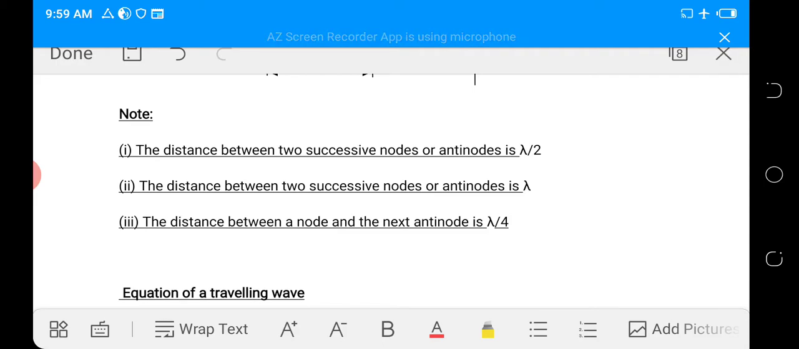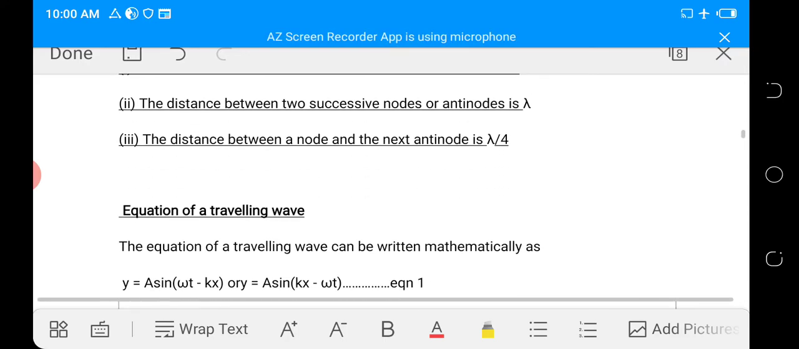Number 1, the distance between two successive nodes or antinodes is equal to half of a wavelength. Number 2, the distance between three successive nodes or antinodes is equal to one wavelength. While the distance between a node and the next antinode is equal to a quarter of a wavelength. Take note. That takes us to the wave equation.